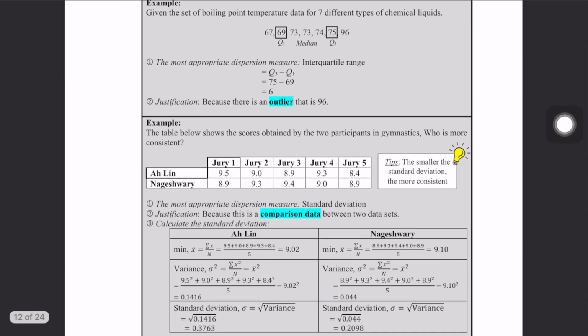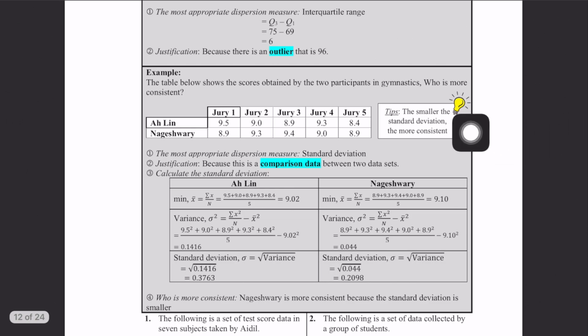Next let's look at example 2. The table below shows the scores obtained by 2 participants in gymnastics. Who is more consistent? If there's a question talking about consistency, you need to use standard deviation. The smaller the value of the standard deviation, it means the more consistent the values.